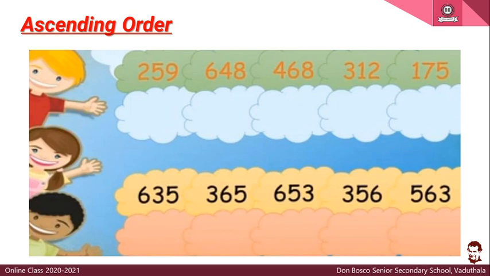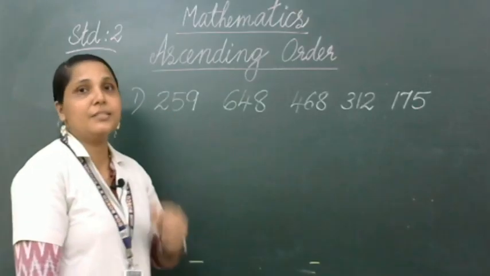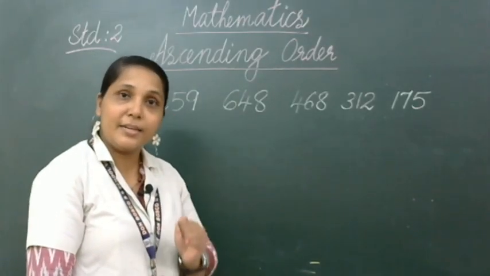What is the first number? 259. How will you read 259? Then the second number, 648. Then 468. Then the next one, 312. Then what is the last number? 175. These are the numbers, and we have to arrange them in ascending order.